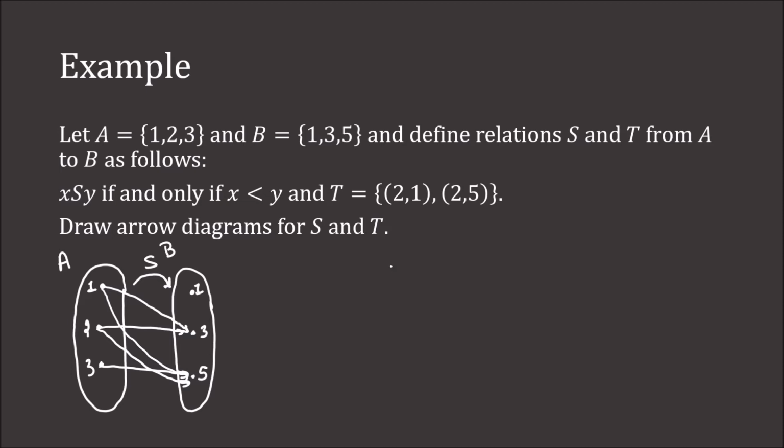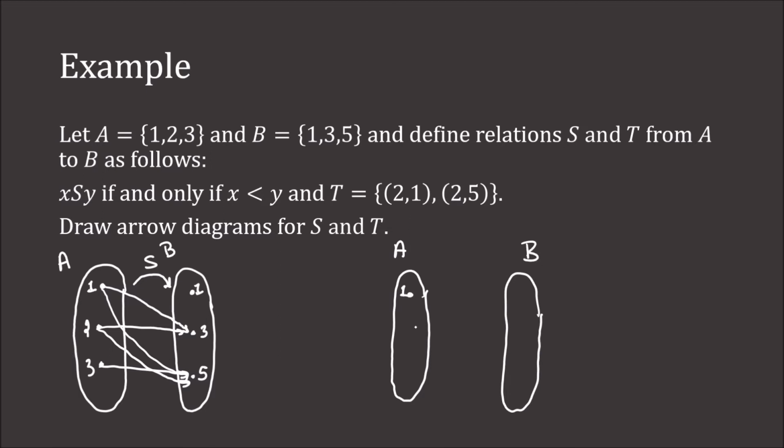Now for T, we're going to use the same two sets. So here's our region for A. Let's say here's our region for B. 1, 2, 3, and then 1, 3, and 5. So 2 is related to 1, and 2 is related to 5. So this would be our arrow diagram for T.